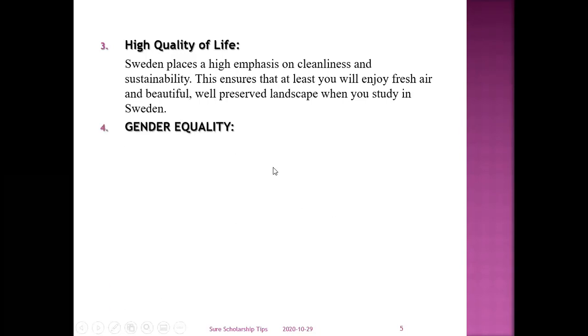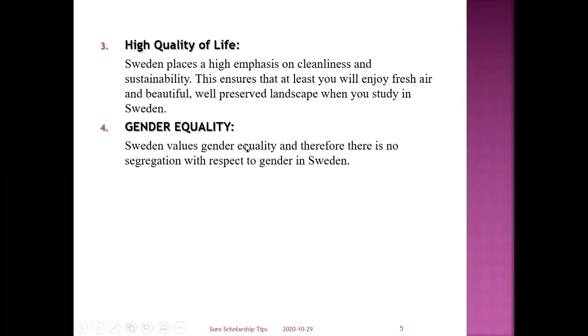So the next reason is gender equality. When you check some countries, especially the developing countries, you discover that there is a wide gap in gender equality, whereby the men see themselves as being superior to the women. But in Sweden here, it is not so. Everybody is equal, whether you are a lady or you are a man. Everybody is equal, with no restriction and no segregation. That is Sweden for you.